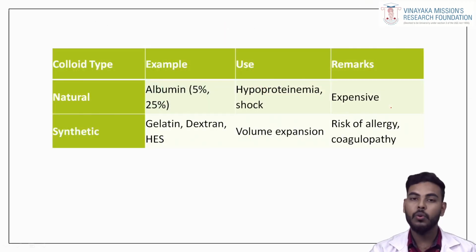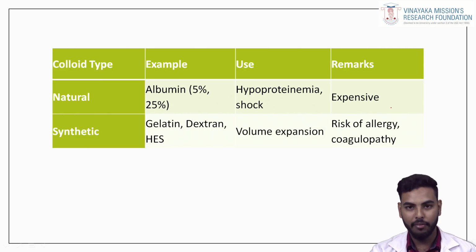Next we'll move on to colloids. As I told, colloids have a larger molecular weight and are distributed in the intravascular space. As you see, colloids are divided into two types: natural colloids and synthetic colloids. In the natural colloids we have only one colloid, that is albumin. Albumin is available in 5% solution and 25% solution.